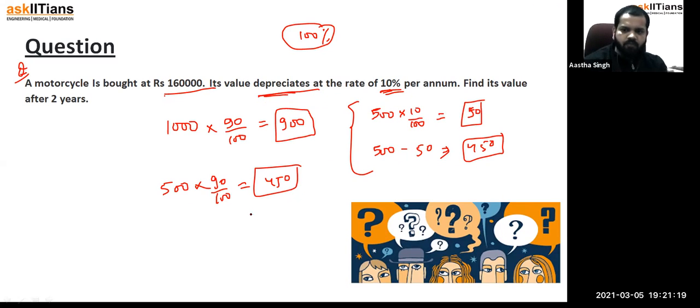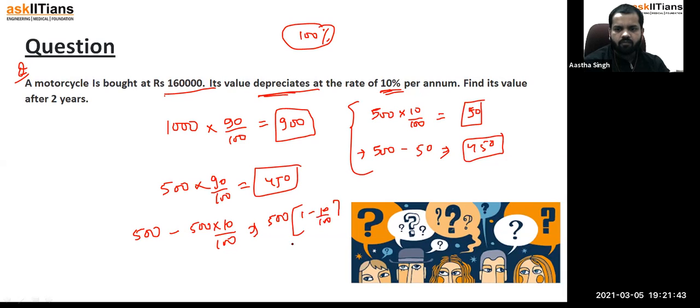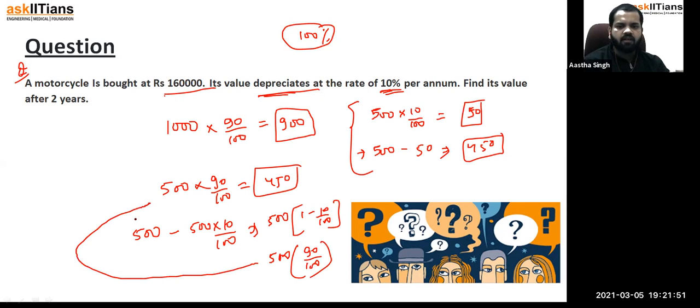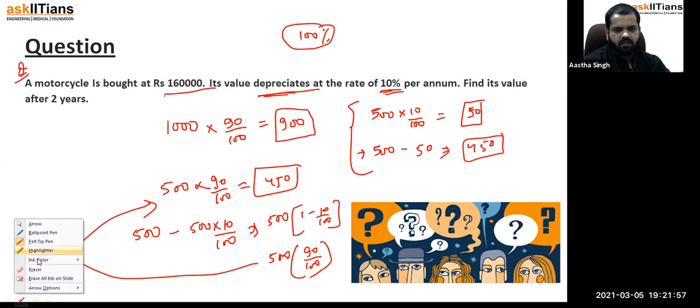How did this 90 come? First you have 500. Focus on this line: 500 minus 50 you are doing. What is 50? You have calculated 500 multiplied by 10 upon 100. If you take 500 common, you will get 1 minus 10 upon 100. What is 1 minus 10 upon 100? It is 90 upon 100. So basically the same thing we have already done, right? This is how you solve your question. So now let us go back to the question.